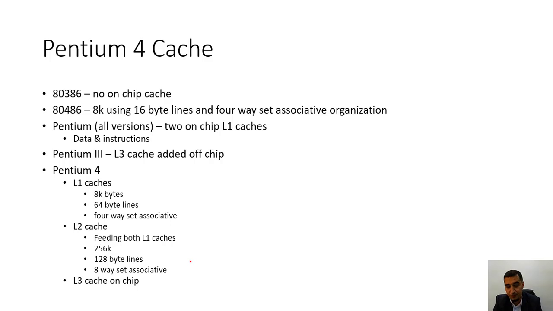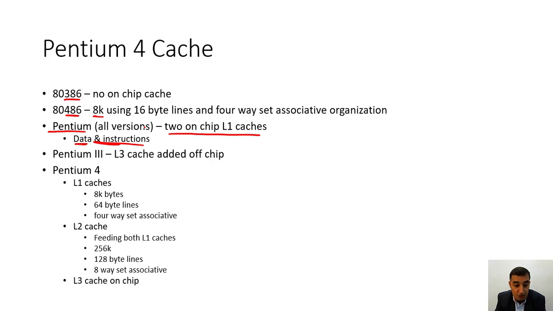The Pentium 4 cache. If you go back to the history, you will find that the 386 has no cache on chip. The 486 used 16 kilobytes of line, 4-way associative organization. Then came the Pentium. The Pentium used 2 L1 caches, one for data and one for instructions, meaning 2 on-chip L1 caches. The Pentium 3, on the other hand, used L3 caches, level 3 caches. The Pentium 4 used L1 cache, L2 cache, and L3 cache. The L1 caches were 8 kilobytes, 64 byte lines, and 4-way associative.